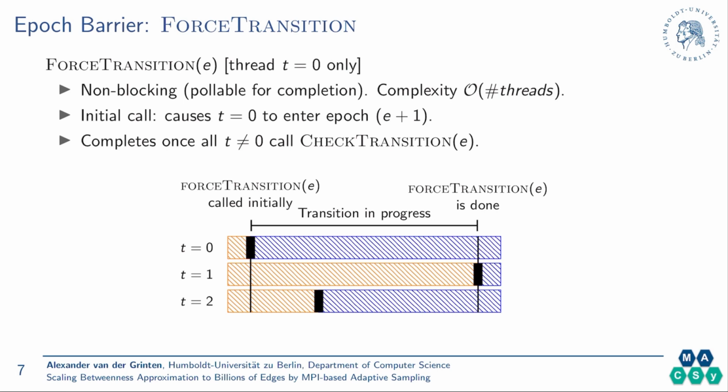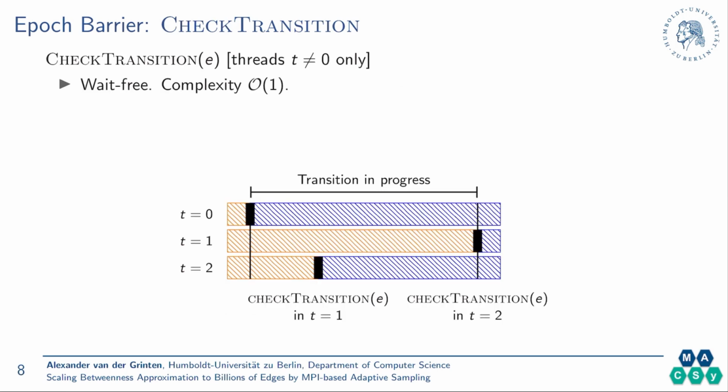So now let us take a look at check transition E. Check transition E is only called by threads not equal to 0, and it's wait-free, which means that it has a constant complexity no matter what the other threads do, and no matter how the OS scheduler decides to schedule them. First, check transition E is a no-operation if force transition E was not called yet by thread 0 in the same process.